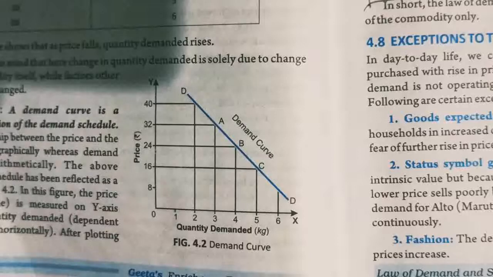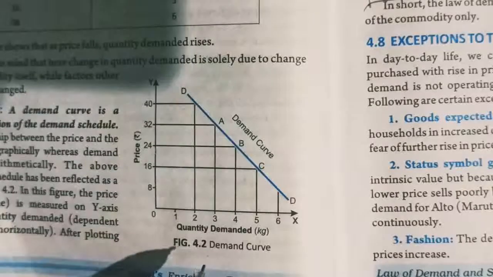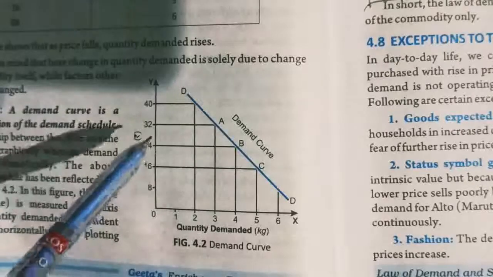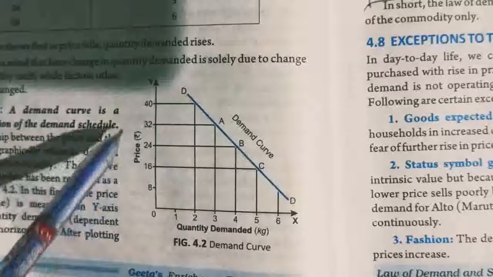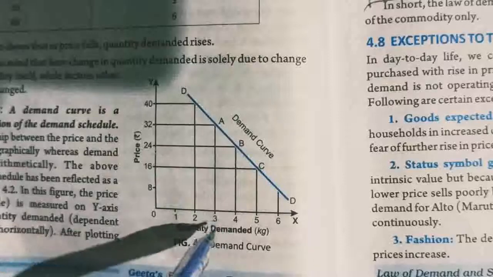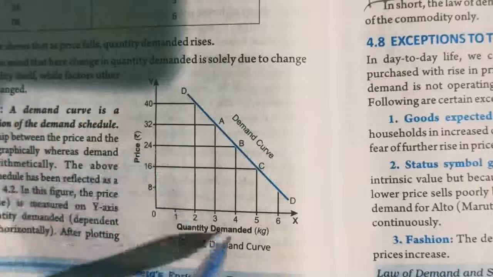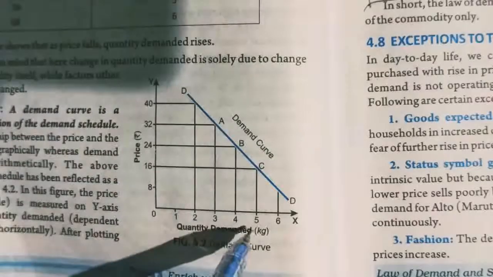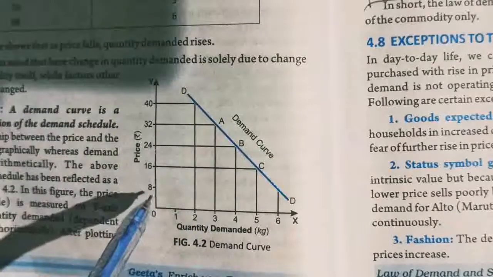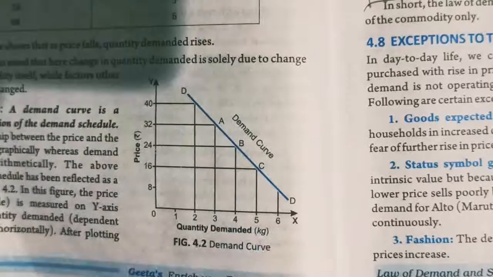Here you see price is an independent variable and is shown on the y-axis. Quantity demanded is a dependent variable and is shown on the x-axis. Now, when price of a commodity is at rupees 40, consumer is buying only 2 units of good. But when price falls to rupees 32, consumer is demanding 3 units of good. And when price again falls to rupees 24, consumer is buying 4 units of good. And again, when price falls to rupees 16, consumer is buying 5 units of good. And lastly, when price falls to 8, that is lowest price, consumer is buying 6 units of good, isn't it?